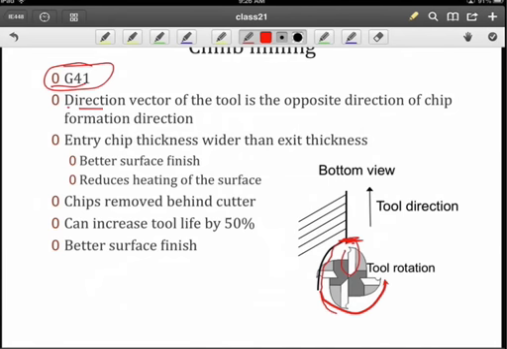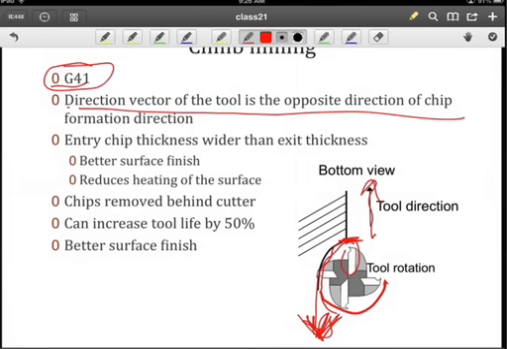The direction vector in terms of motion of the tool is the opposite of the chip formation direction. So our chips are forming in this direction, but the tool is moving in this direction. And the entry chip thickness is wider than the exit thickness. Turns out that this tends to produce a better surface finish, and going back to the heating cycles, it will help reduce the heating of the surface.